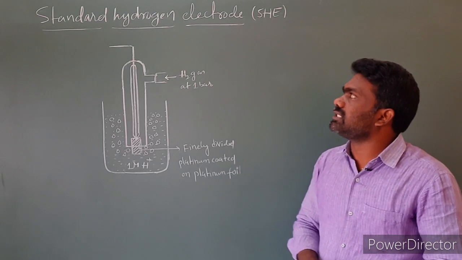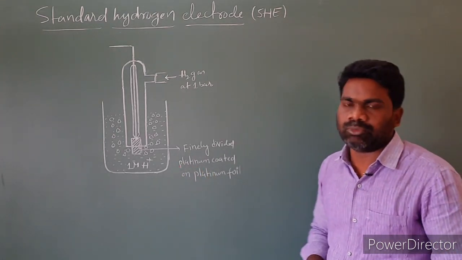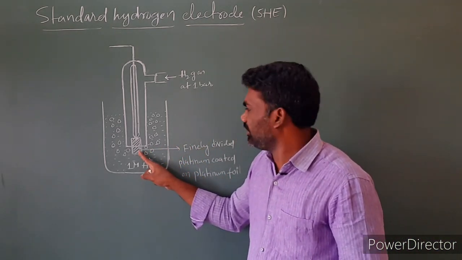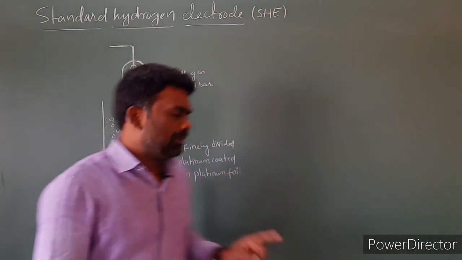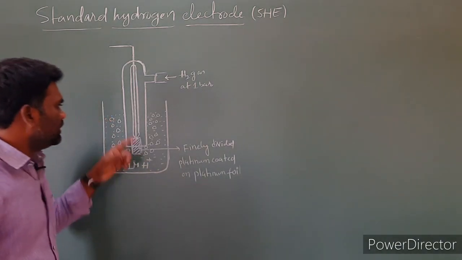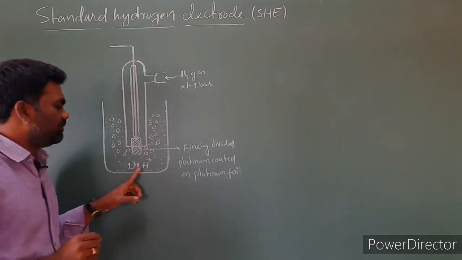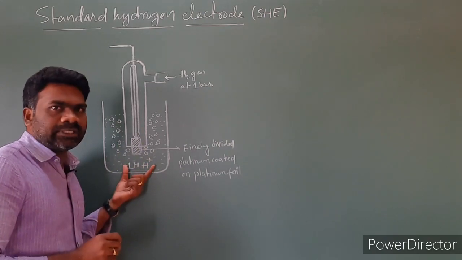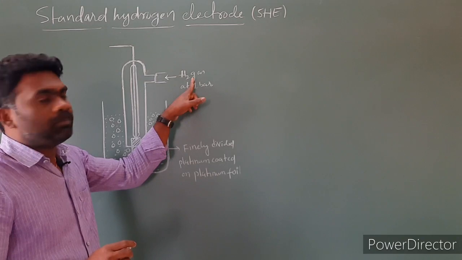Now let us look into the standard hydrogen electrode. I have already drawn a standard hydrogen electrode on the board. The standard hydrogen electrode consists of a platinum electrode coated with platinum black, and it is dipped in an acidic solution. Look here, I mentioned 1 M H plus. This is the acidic solution.